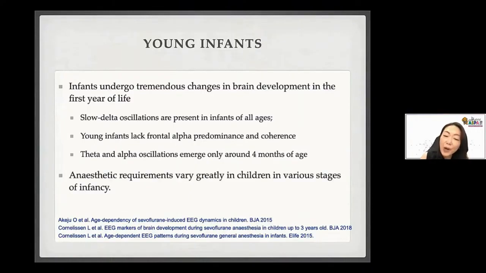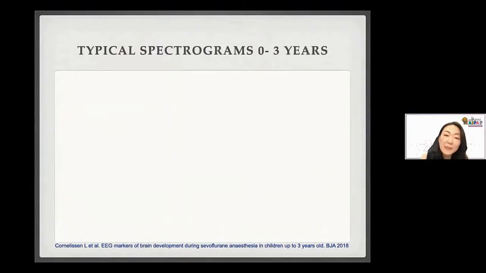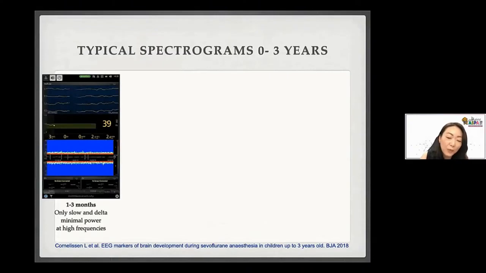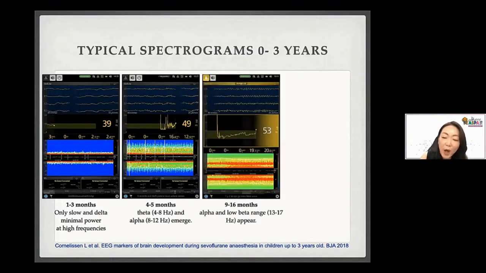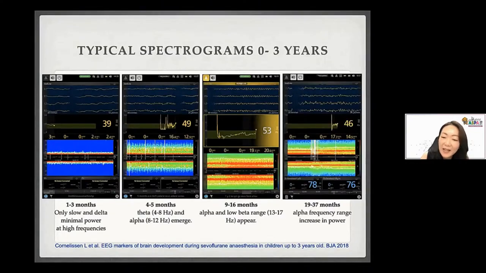So clinically, we see that anesthetic requirements actually vary greatly in children in various stages of infancy. These are typical spectrograms of children from 0 to 3 years. At 1 to 3 months, very often you only see slow and delta oscillations with minimal power at high frequencies. At 4 to 5 months, you start seeing the theta and alpha emerging. Moving on to 9 to 16 months, alpha and low beta range start to appear here. And then at 19 to 37 months, the alpha frequency range starts to increase in power.